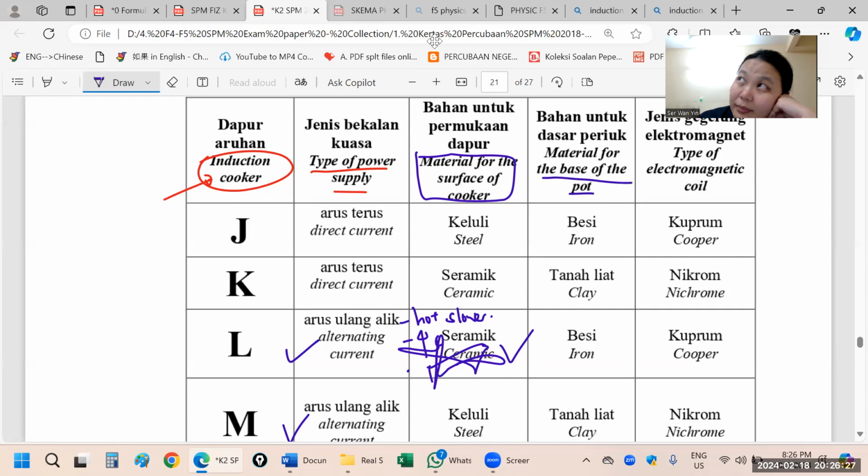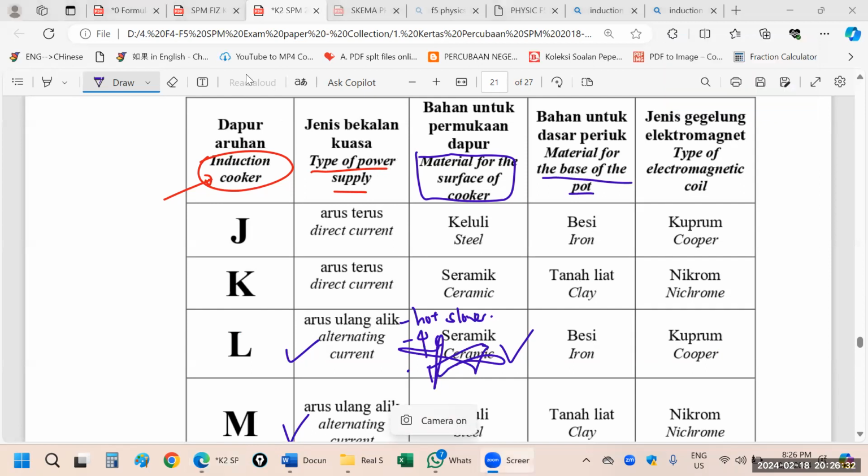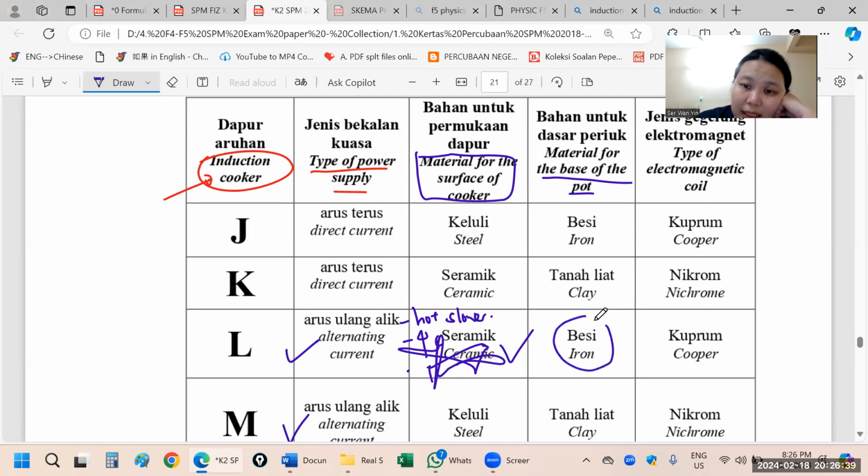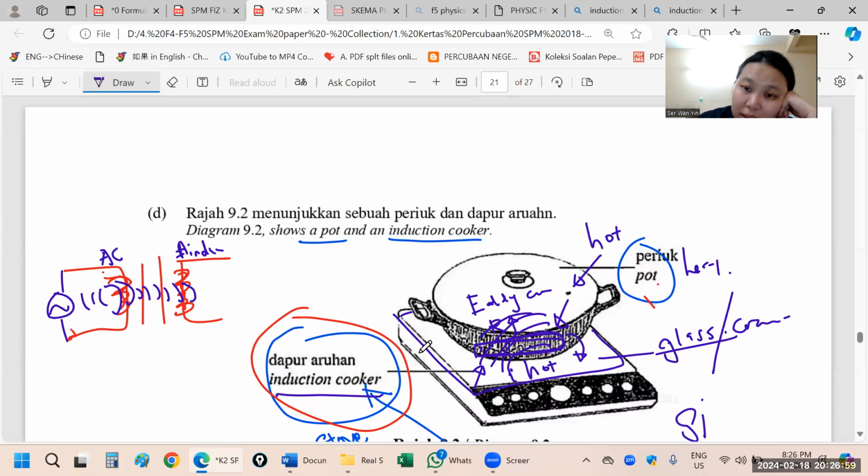Okay, then the material of the base of the pot. The material of the base of the pot would be iron, because if not iron, it cannot cut magnetic flux, cannot produce induced current. So that it can produce induced current, or it can produce eddy current, eddy current inside the pot so that it will become hot.